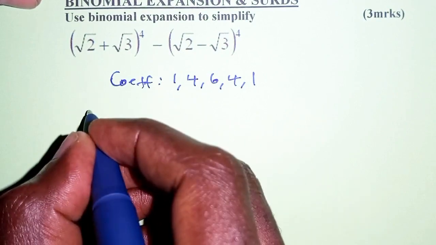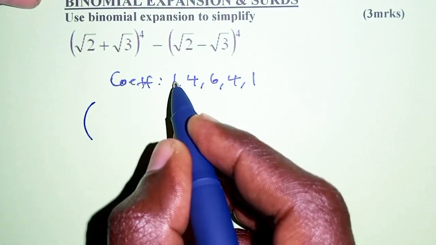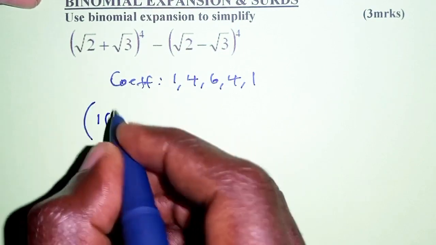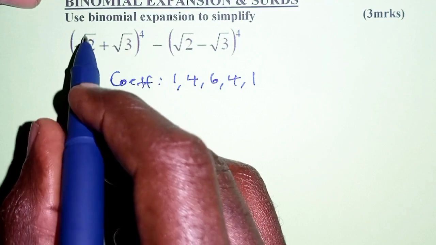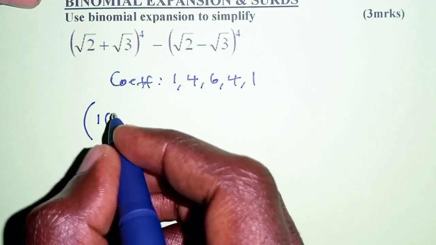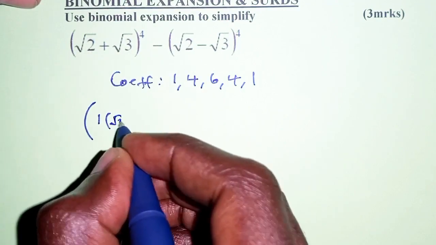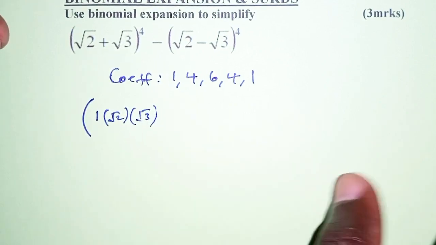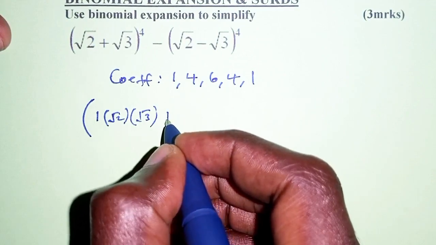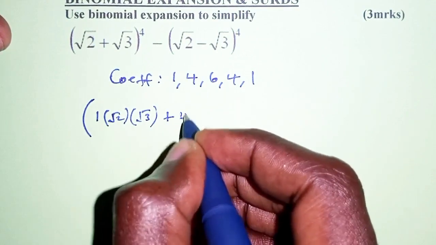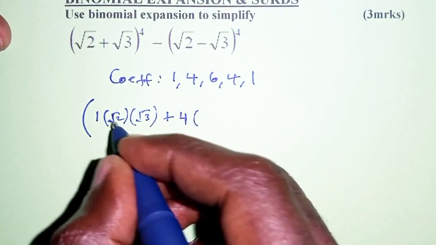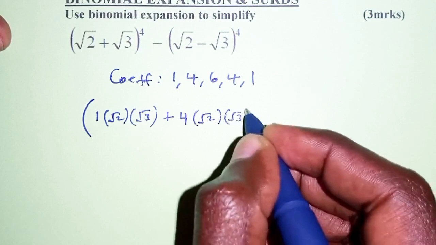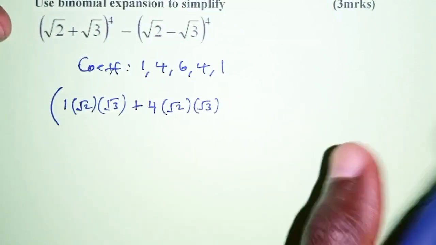So we have to list first the coefficient 1 and then we follow by the terms. We have root 2 and root 3. Let's have them in brackets. Root 2, root 3. And then let's consider the second term with the second coefficient, that is 4. And then let's just repeat this, root 2, root 3. We'll add the powers later.